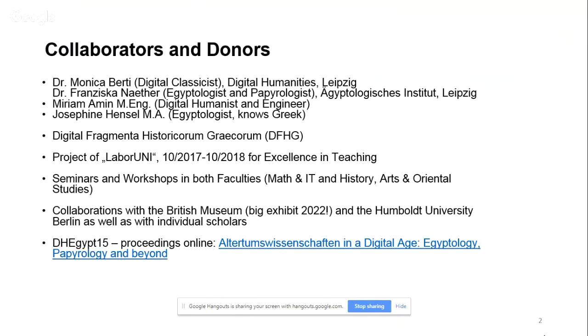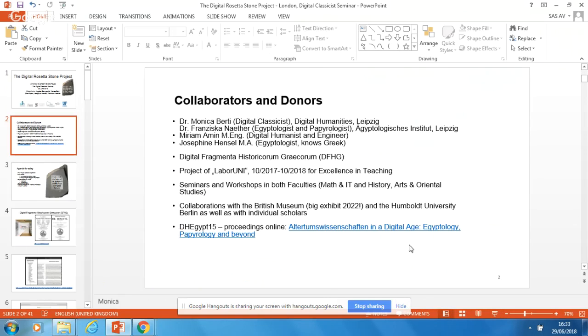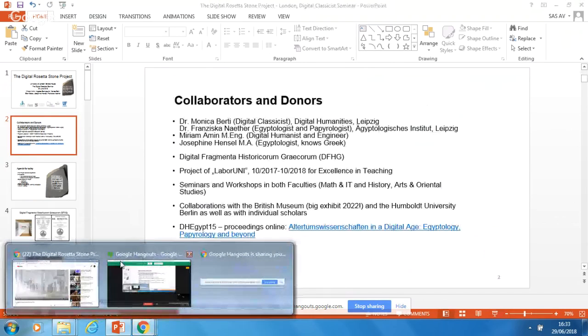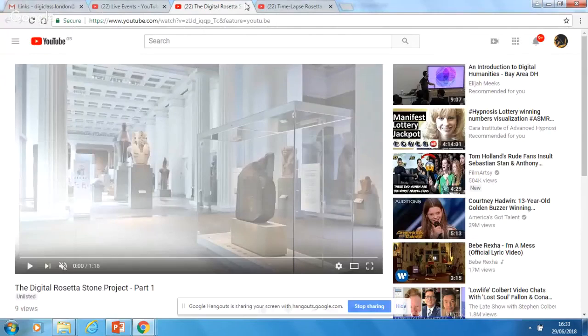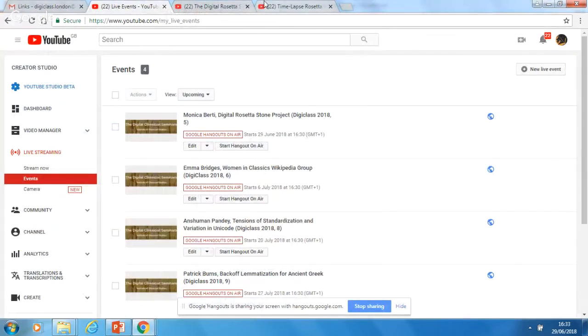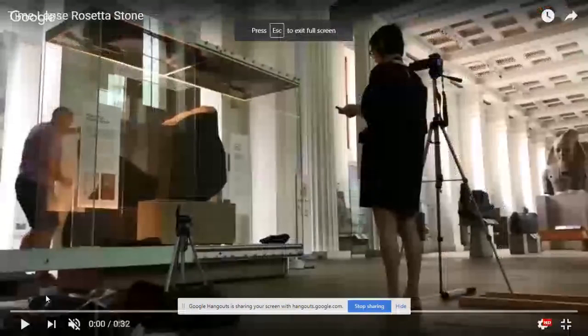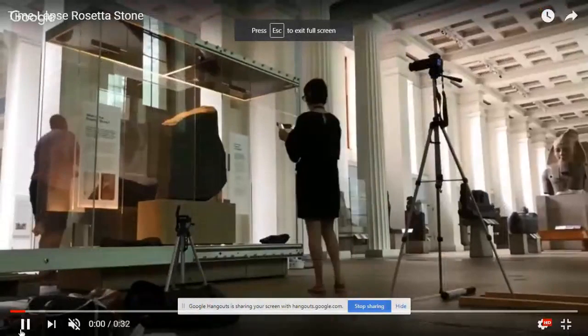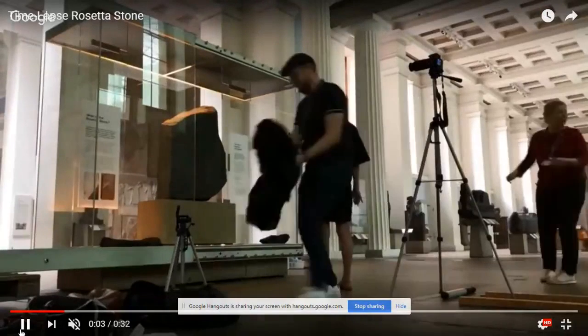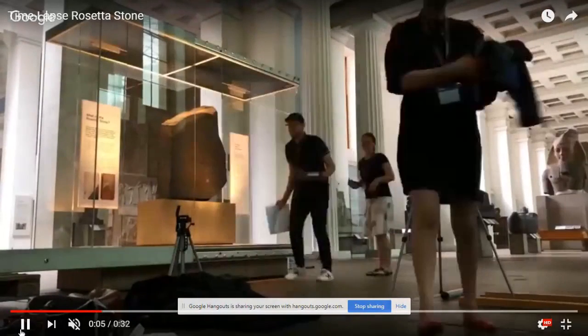We are also very grateful to the British Museum, and in particular to Ilona Regulski, who is here with us today, because we had the possibility yesterday to take pictures of the Rosetta Stone in the British Museum. Here you have a first time lapse of our day yesterday.